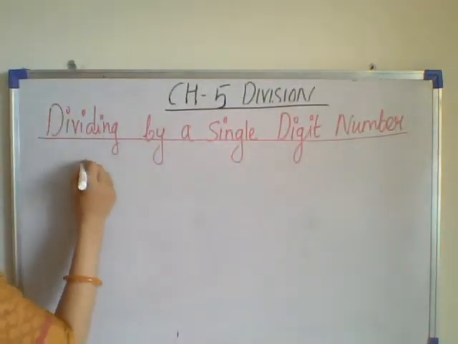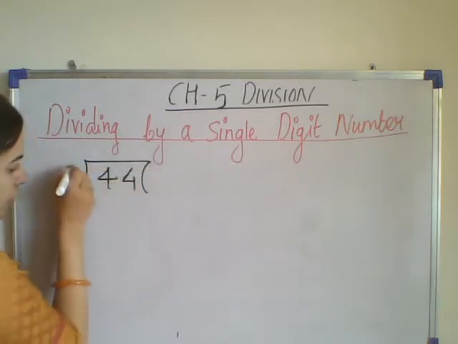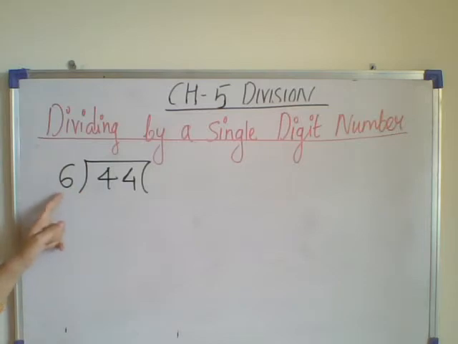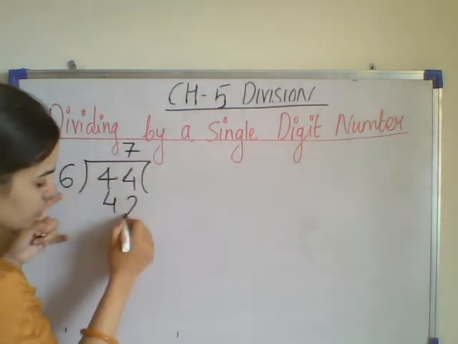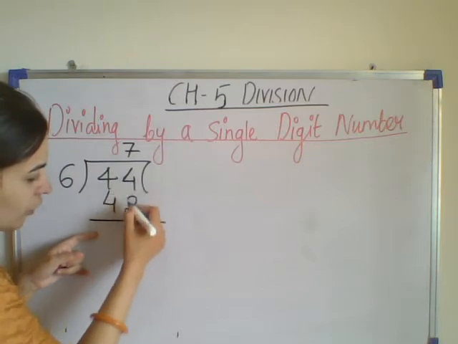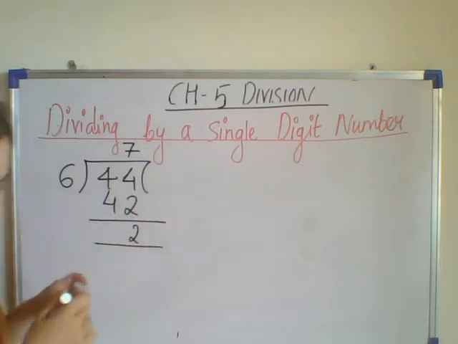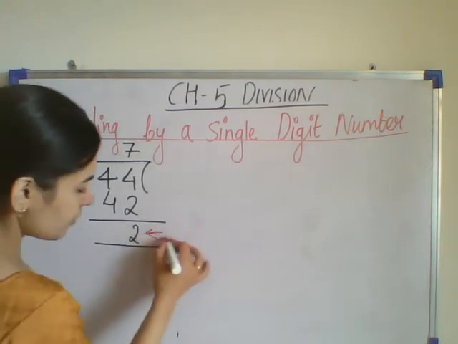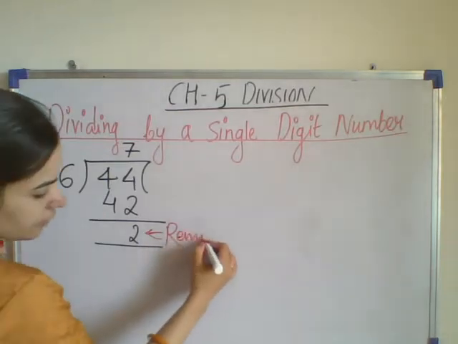We have to divide 44 with 6. So 6 sevens are 42. 4 minus 2, you'll be getting 2. Here is 0. Now this 2, it is the remainder.